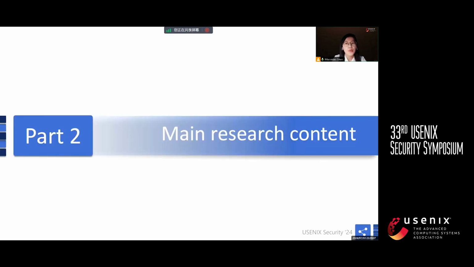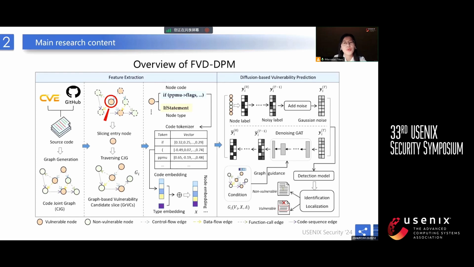Okay, now I will introduce our methods. This figure shows the overview of our FVD-DPM. As shown in this figure, FVD-DPM extracts graph-based vulnerability candidate slices, that's GIVCS, and introduces a conditional diffusion probabilistic model for detecting vulnerabilities. The framework consists of two stages.